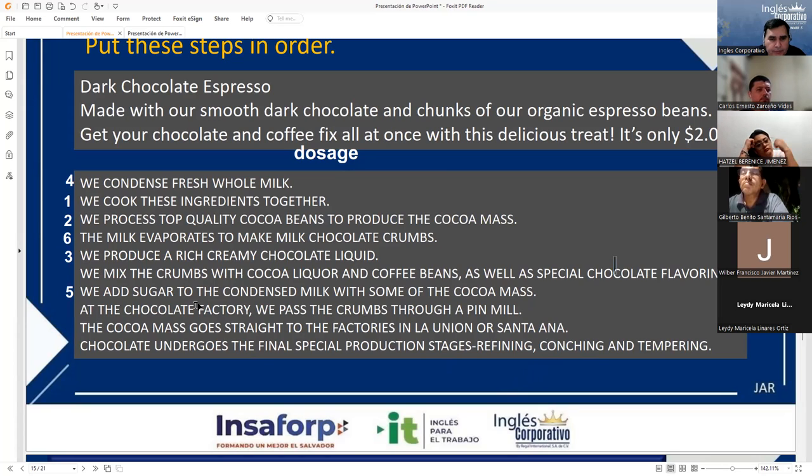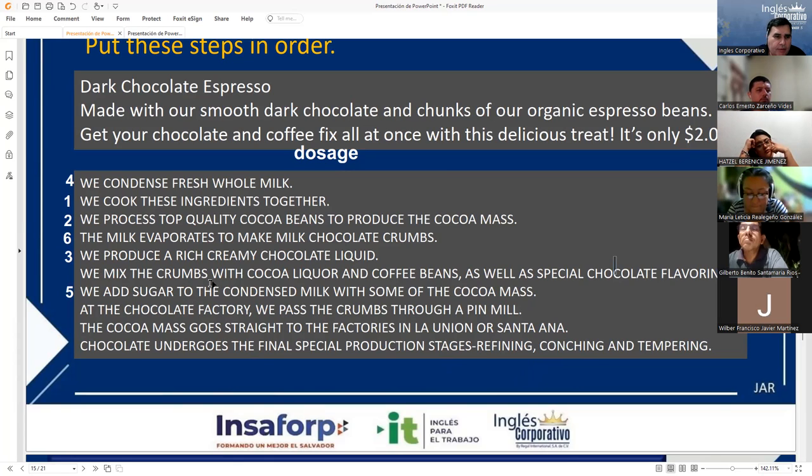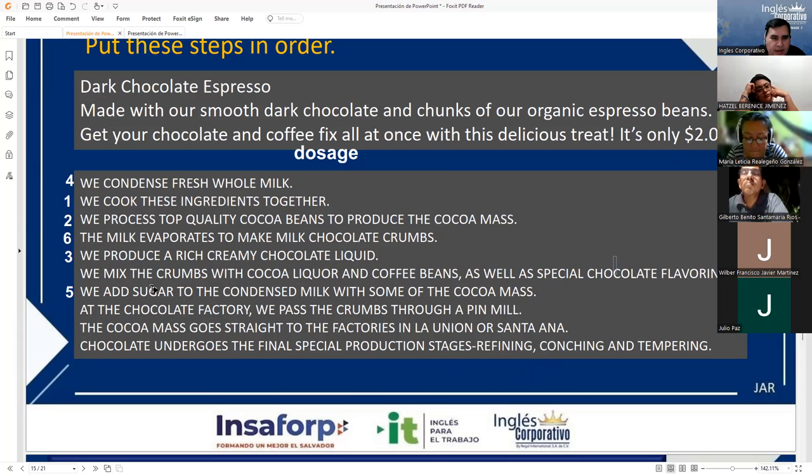Let me see. Maybe we mix the crumbs with the cocoa liquid. We mix the crumbs. Yeah, we said we mix the crumbs, that would be seven. Yes, seven. Okay. What would be eight? We have the crumbs. Yes. We pass them in the mill. So that would be eight.